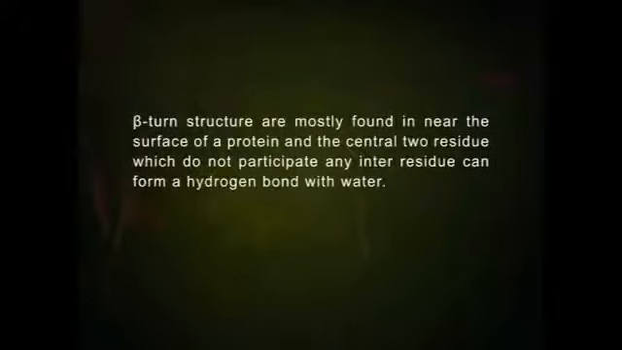However, the peptide groups of the central 2 residues do not participate in any inter-residue hydrogen bonding. Glycine and proline residues often occur in the beta turn, where proline makes the tight turn. Beta turn structures are mostly found near the surface of the protein, and the central 2 residues which do not participate in any inter-residue bonding can form a hydrogen bond with water.